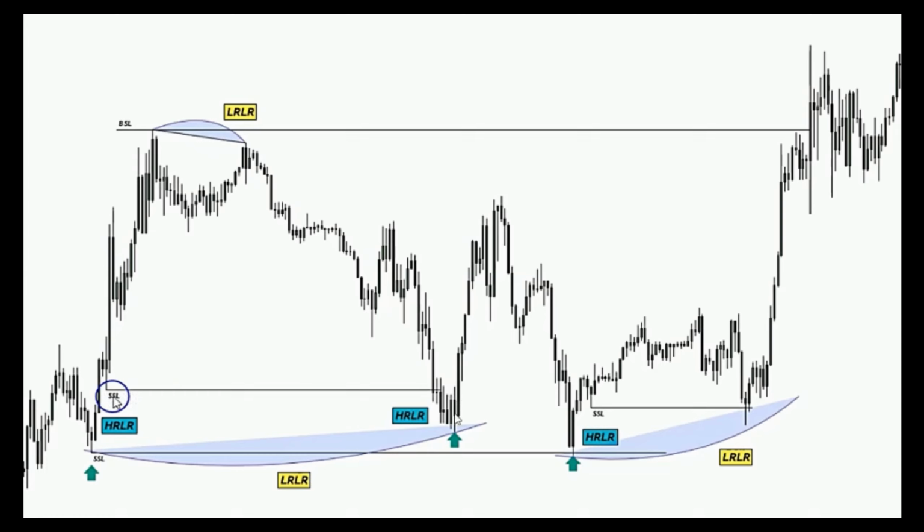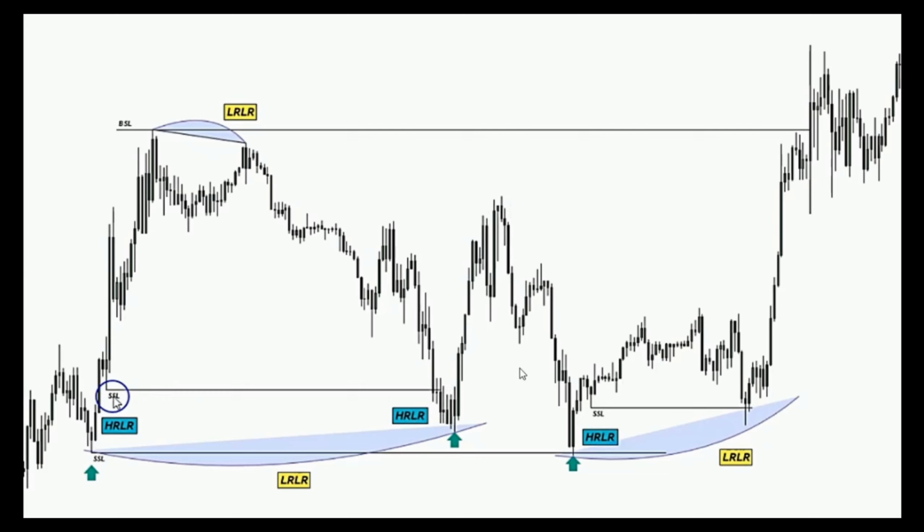Why does this happen? Because we had an HRLR here. Remember, with high resistance liquidity runs, we don't expect this low to get taken out right away. Instead, we expect the internal liquidity to be swept first. So, the price mitigates this high resistance zone, reacts off the order block, and pushes upward.